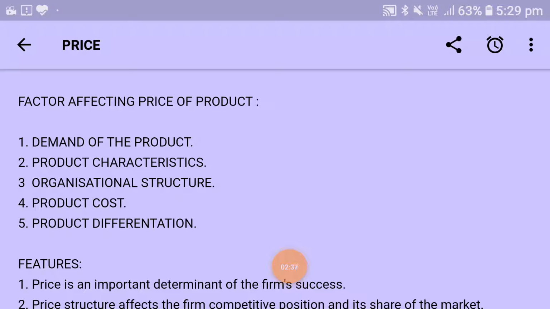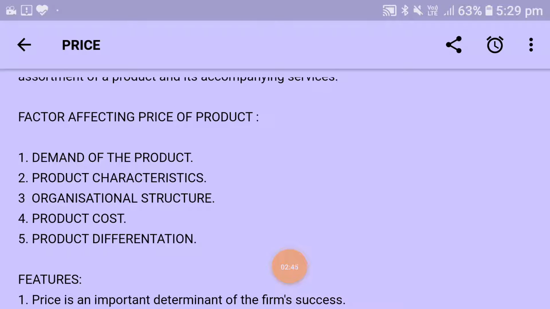Next is product differentiation, which means if any new innovation comes, then the price will surely increase. Whether it is in any kind of product, flavor, quality, etc., it will affect the price. If no product differentiation is there, then the price will reduce.